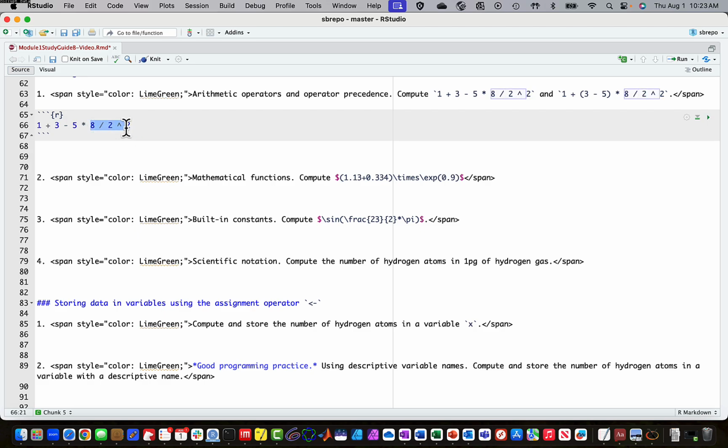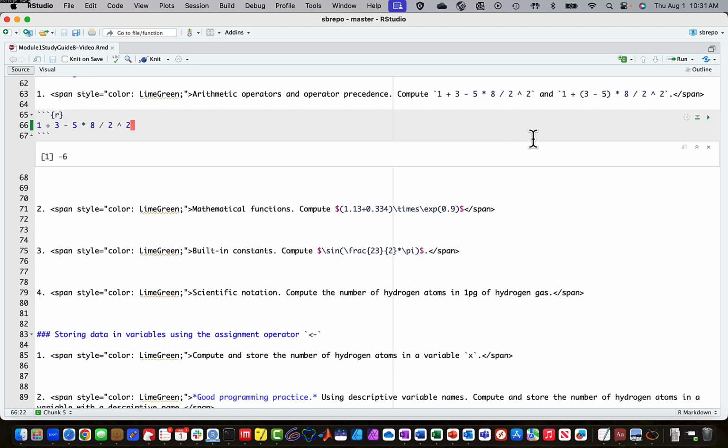Then division, so 8 divided by 4 is 2. Then multiplication, 5 times 2 is 10. Then addition and subtraction, so it'll be 1 plus 3, which is 4, minus 10, which means the answer should be negative 6. And we can test that by running this code chunk either through the run menu or with the keyboard shortcut Control Shift Return. And indeed, the answer is negative 6.